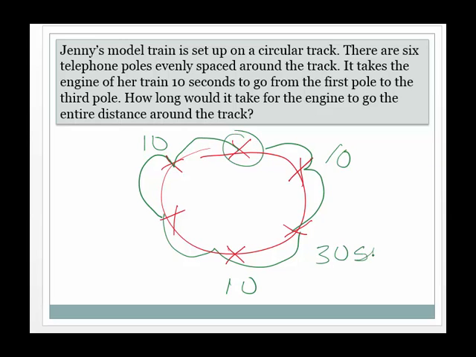Drawing a quick little diagram there helped us solve that, and we're pretty confident in that 30-second answer, as long as that train was going the same speed all the way around the track, which I think we're supposed to assume.